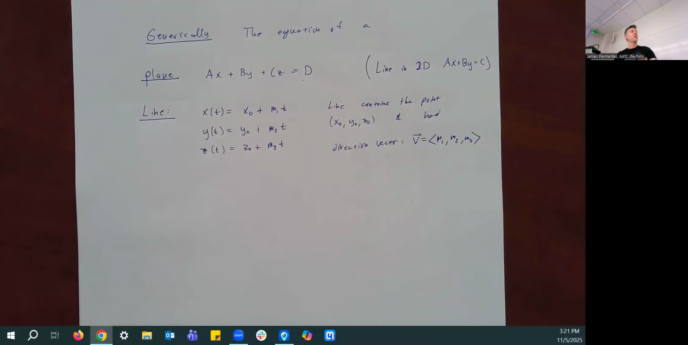Those are the general ways we think about writing the equation of a plane and the equation of a line. Is that kind of what you're asking about? Okay. I'm happy to say more. I'm just not 100% sure what we're going for.